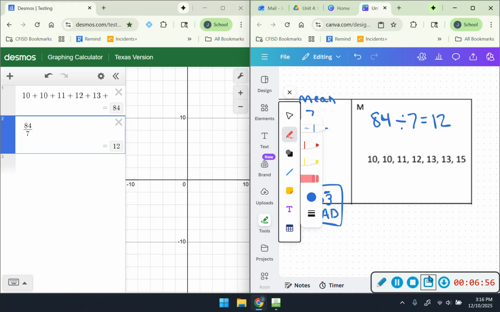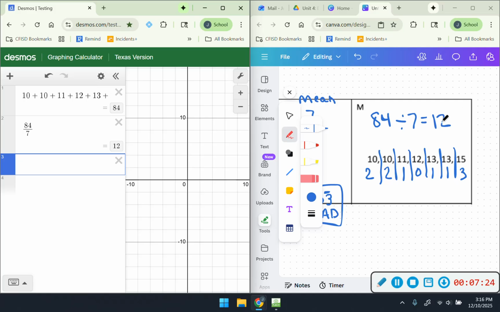Alright. We make our tables and we are subtracting. So 12 minus 10 is 2. 12 minus 10 is 2. 12 minus 11 is 1. 12 minus 12 is 0. 12 minus 13 is 1. 12 minus 13 is 1. And then 12 minus 15 is 3.